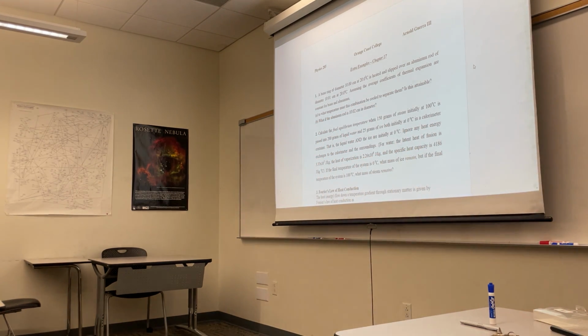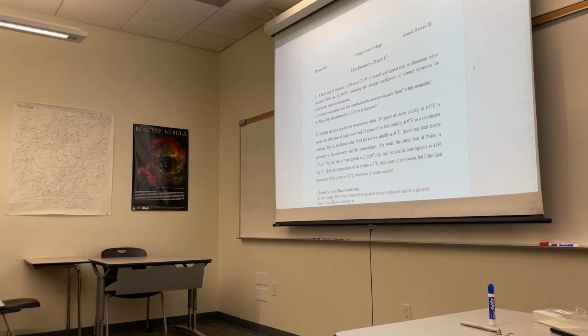So the ring will come off when both the ring and the rod have the same diameter. Right? So I want the final diameter of the ring to be equal to the final diameter, not initial, of the rod. Right?